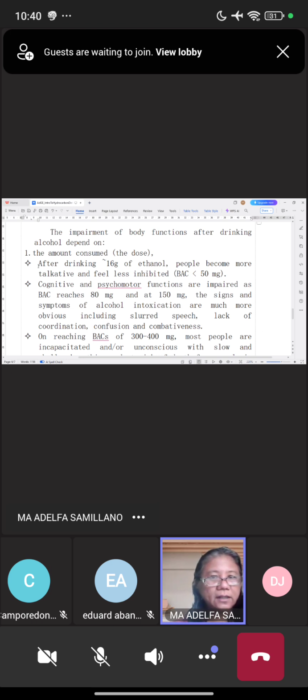Going back to the first bullet, people become more talkative and feel less inhibited. There are two opposite reactions to alcohol, depending on the person. Some, after drinking one bottle of beer, become more active. A small amount of alcohol is a cleansing, which is why wine is recommended, because it thins your blood.